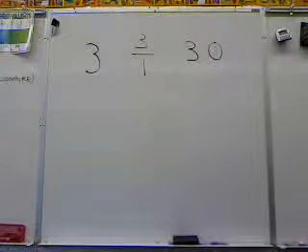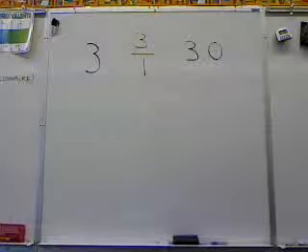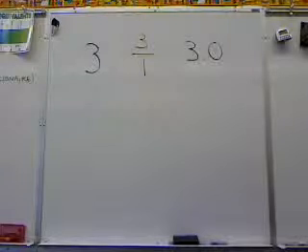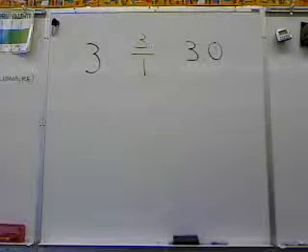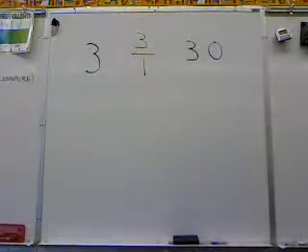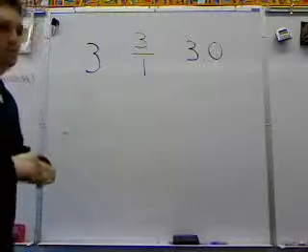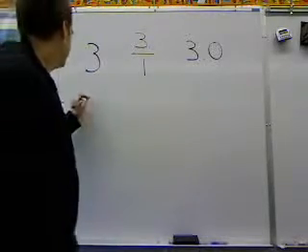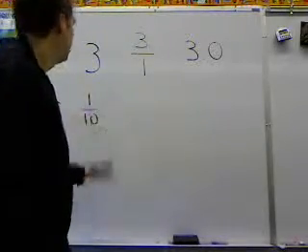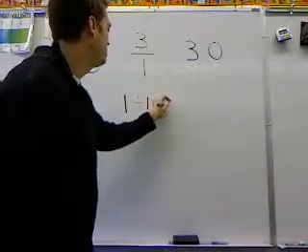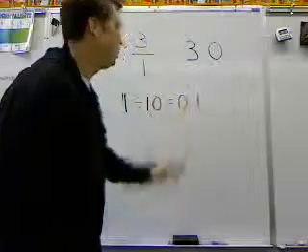This section is about converting fractions into decimals. If we can remember correctly, numbers can be written in a number of different ways: as a whole number, as a fraction like 3 over 1, or as a decimal like 3.0. Fractions actually represent division. A number like 1 over 10 is really saying 1 divided by 10, which equals 0.1.